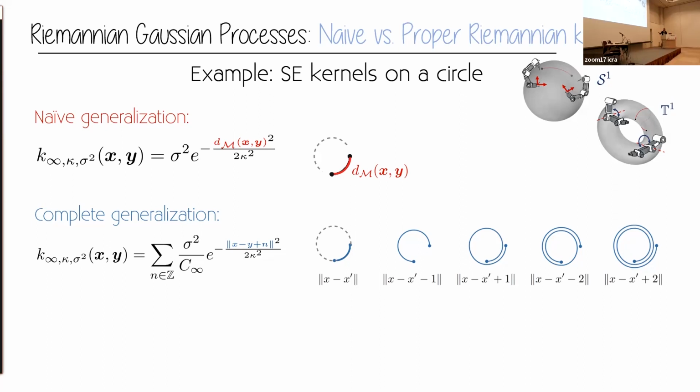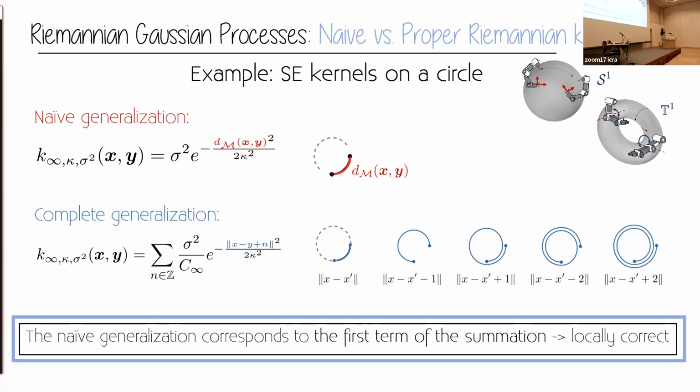So when n here is equal to -1, we have the reverse path. When n is equal to +1, we have the shortest path plus 1 full tour of the circle, and so on, when we have n that are growing up. So the naive generalization is obvious somehow, but it's actually only locally correct because it takes into account only the first term of the entire summation that is obtained when we properly generalize the kernel to the Riemannian manifold.